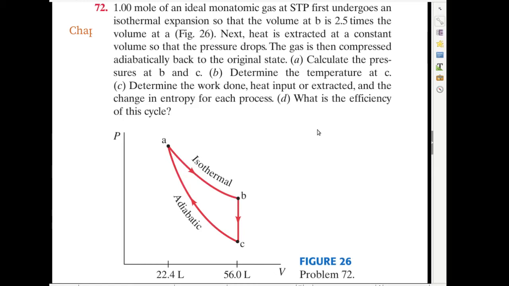So in problem 72, we have 1 mole of an ideal monatomic gas at standard temperature and pressure that undergoes an isothermal expansion, and so its volume increases by 2.5 times. Then heat is extracted, so it goes over this cycle. The first part is isothermal, then it's isovolumetric, and then it's adiabatic, right? And we are asked to calculate the pressure at B and C, and so on and so forth. So let's take a look at this one.